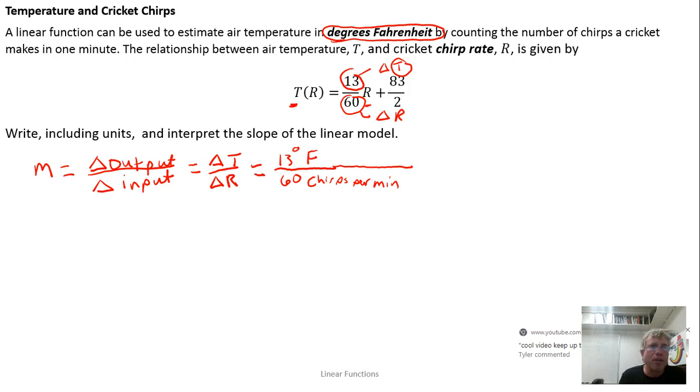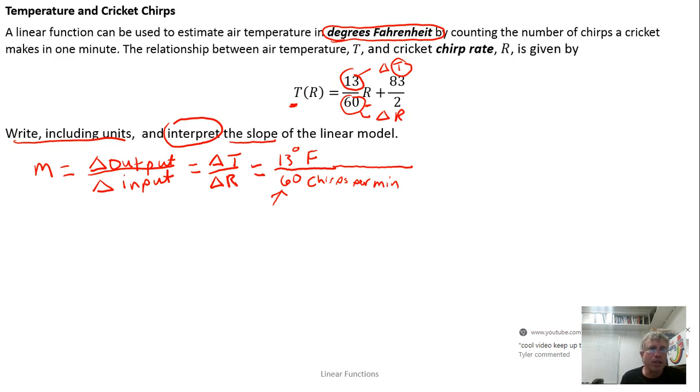So I've done the first part. I wrote, including units, the slope. Now I need to do the second part, which is interpret that slope. And this is why writing the units are so important. Writing the units is what allows us to interpret the slope. So I want to interpret it by reading the change in input first, and then identifying what that change in input is doing to the outputs.